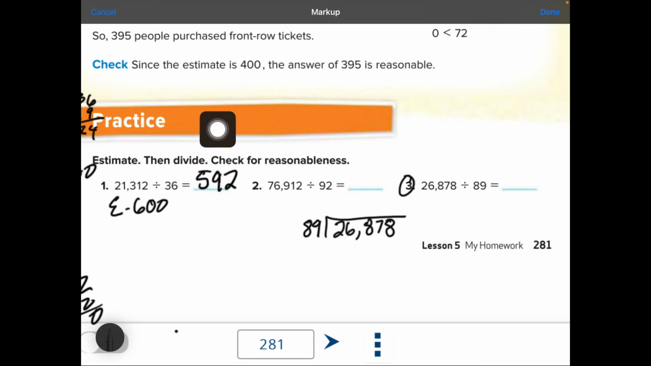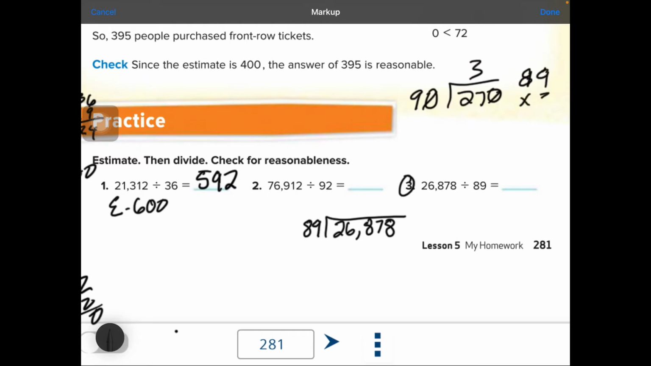89 will not go into 2 or 26, but it will go into 268. If I'm thinking right, 89 is really close to 90. 268 is really close to about 270. And I know that that will go into that about 3 times. So I'm going to do a guess and check, and I'm going to do 89 times 3. And that's 27. 3 times 8 is 24, 25, 26. Okay, so I'm going to do 3 times, and I'm going to have 267.